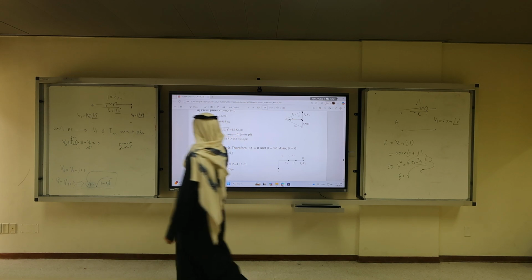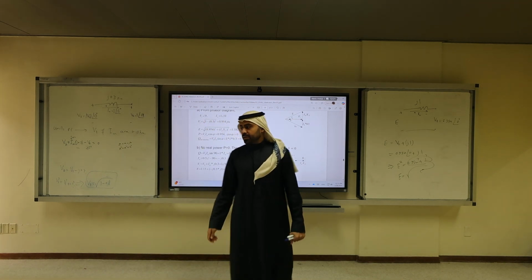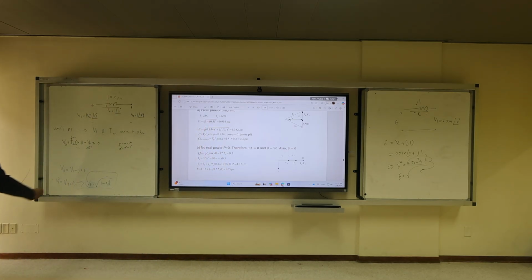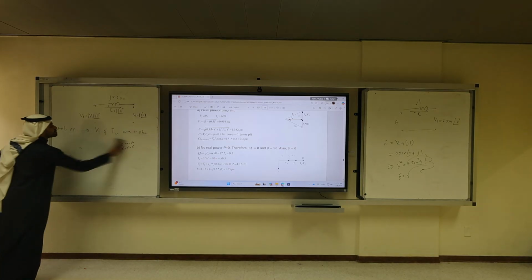Let's proceed to the real power. So the real power is square. Do we multiply by 3? No. Why? Because we are in the per unit calculations.